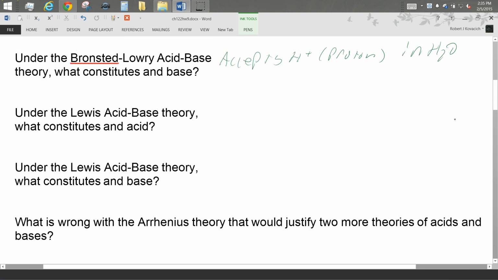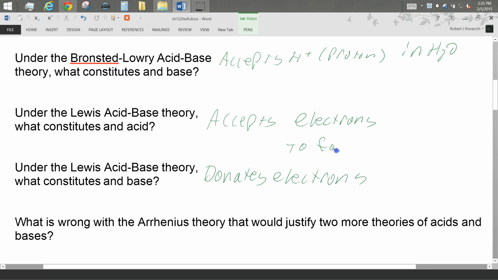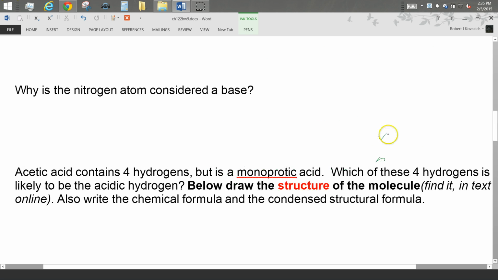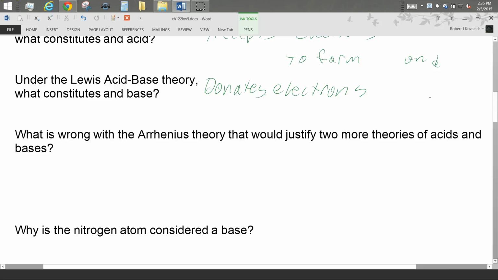And how about Lewis? They accept and donate electrons to form a bond.